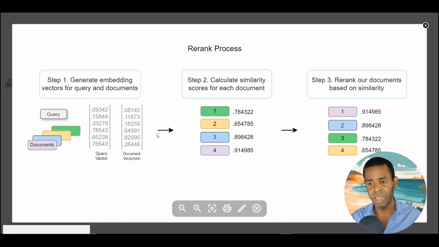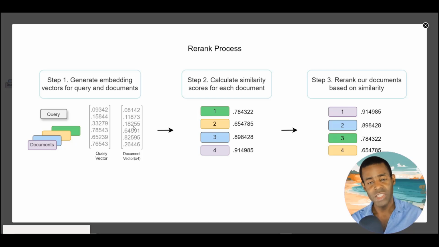And then the next step in the re-rank process is we're going to calculate similarity scores for each document. So we're basically going to compare our query vector with each of our document vectors and then use that to produce a similarity score for each document. Once we've done that, we can simply do a sort and rank our documents based on similarity. And then those documents in that order will be sent to our LLM.